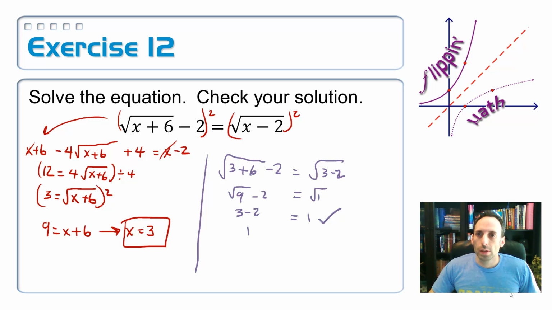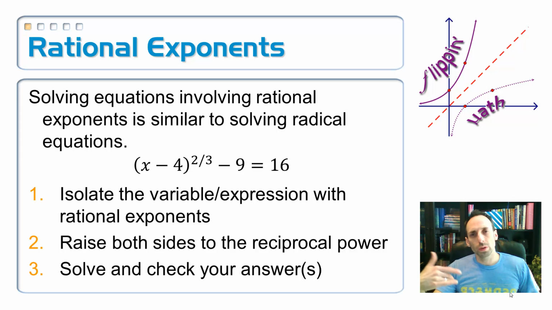Okay. So we're looking at equations that had square roots in them. And we talked about how fractional or rational exponents are the same things as radicals or nth roots. So why don't we just go ahead and throw those into equations too? Okay, so if you look right there in the center of the screen, x minus 4, all of that raised to the 2/3 power, minus 9, is equal to 16.